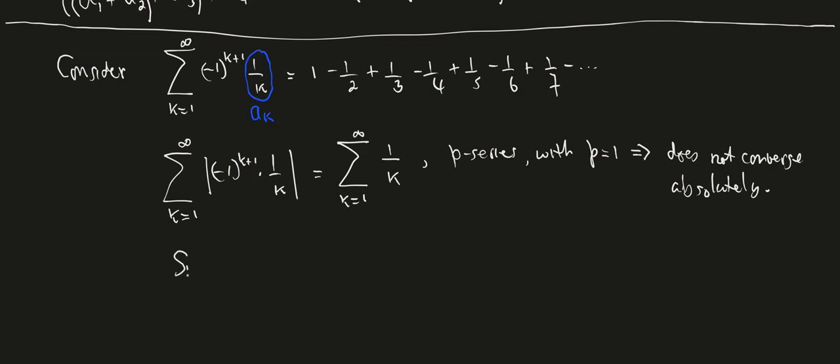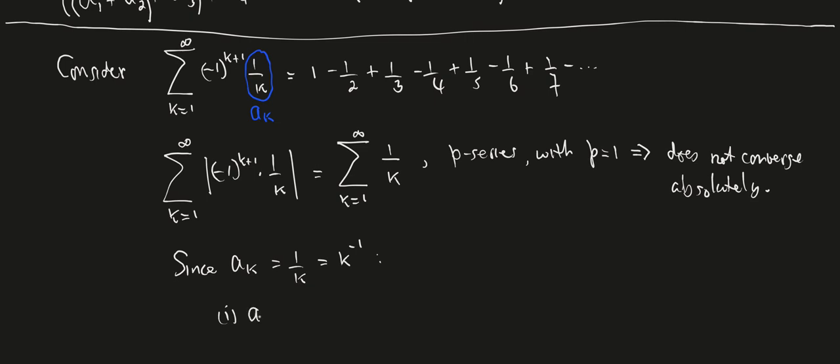So since a sub k is equal to 1 over k, which I can also write as k to the negative 1, let's check decreasing first, right? So let's see if our sequence of terms is decreasing. Again, for functions like this that are easily differentiated, I like to use the derivative approach.